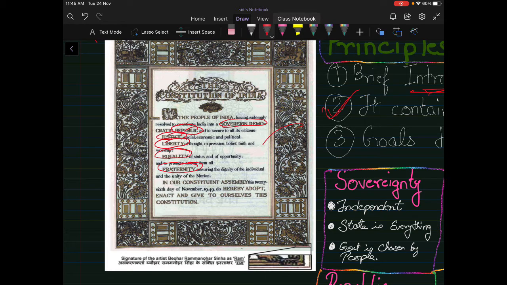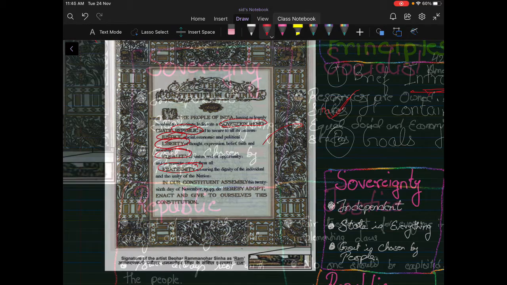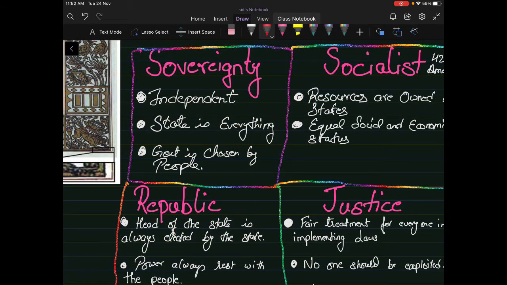So if anyone asks you what do you mean by a preamble, you should be able to tell them that a preamble is the introductory statement which expresses all the feelings, all the essence of our constitution, and it also mentions the goals that have to be achieved by both the government and the citizens of India. Okay, now let us move on to the principles of the preamble that have been expressed over there. So number one is sovereignty.